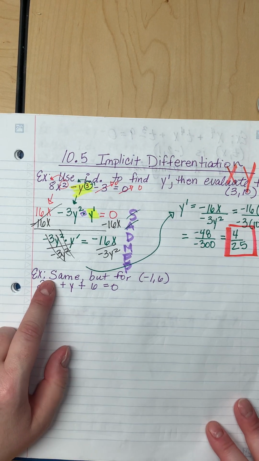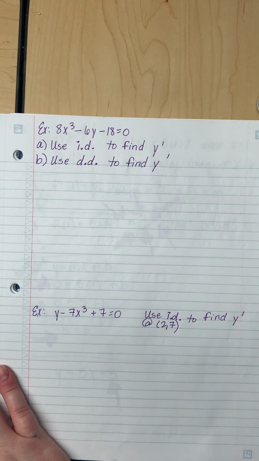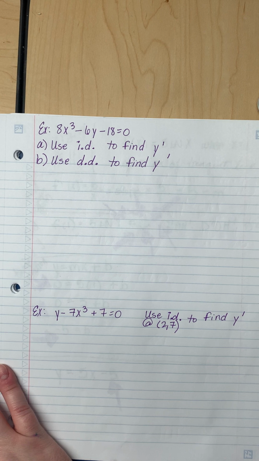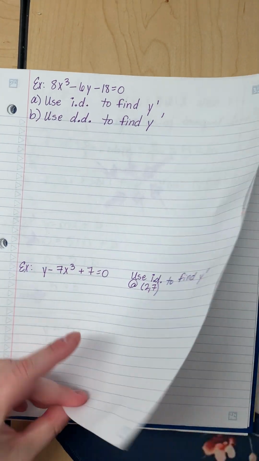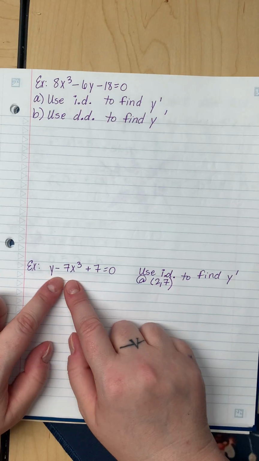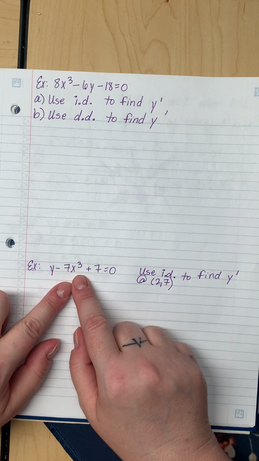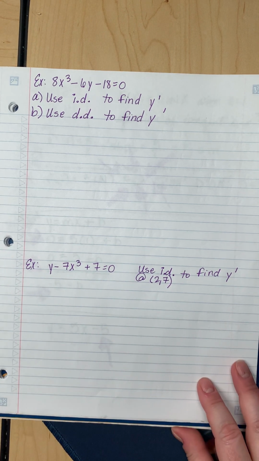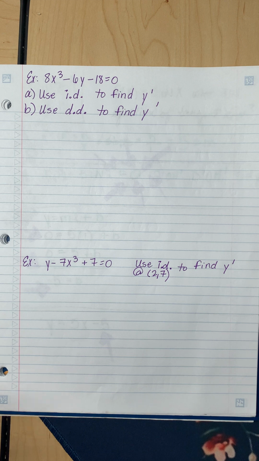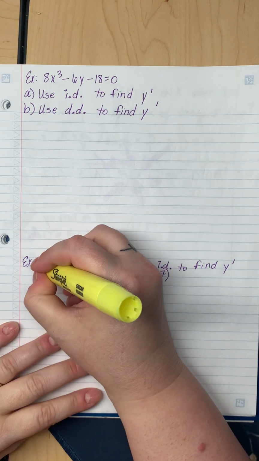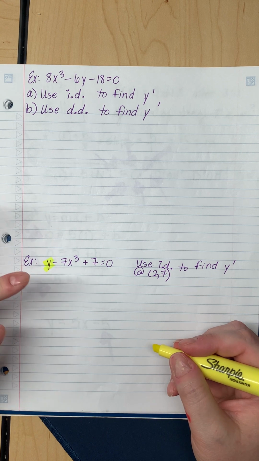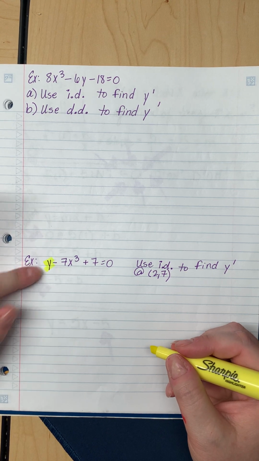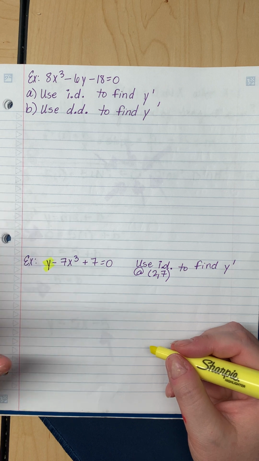Let's do this next. Actually, let's do this one real quick because it's kind of the same thing. It says y minus 7x to the 3 plus 7 equals 0. Okay, so every time we find the derivative of the letter y, which is right here, I'm going to put a y prime. So since that's the only y, that's the only time I'm going to put a y prime.